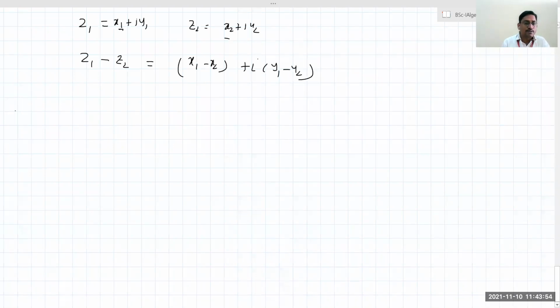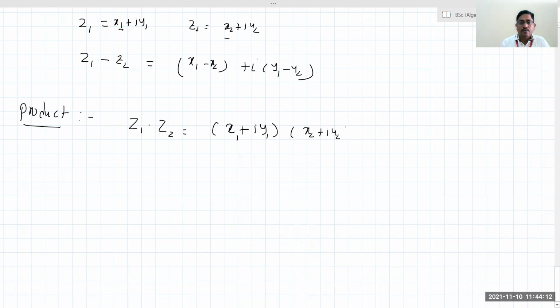Next I have to define the product. I am defining the product. Z1 multiplied by Z2 is denoted by this. Z1 is X1 plus iY1 and Z2 is X2 plus iY2. One can write directly, or just like real numbers you can multiply. Don't multiply like X1, X2, i1, Y2. It is not like that. iY1 is multiplied to X2 plus iY2.